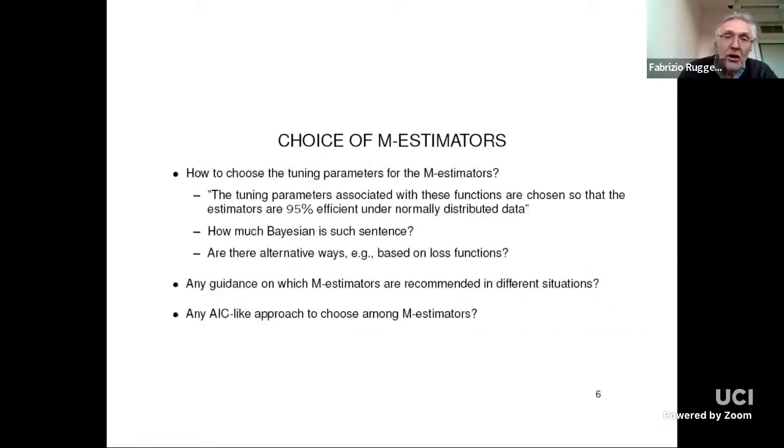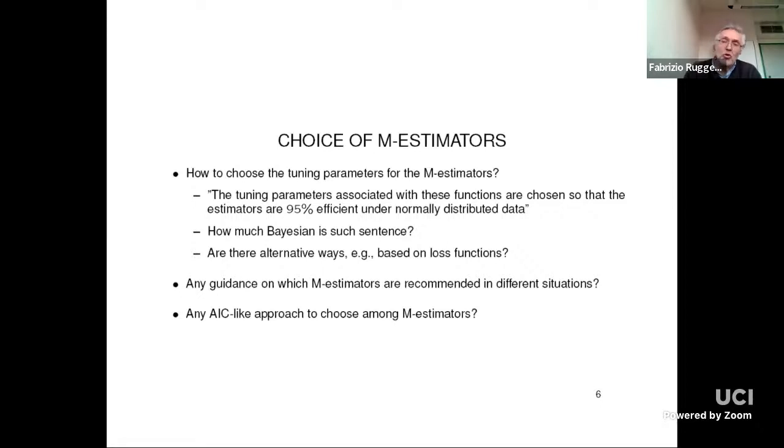But then coming to your work, here I'm just quoting again what you wrote about the choice of the tuning parameters for the M estimators. You wrote, the tuning parameters associated with these functions are chosen so that the estimators are 95% efficient under normally distributed data. I'm wondering, is this a Bayesian sentence? Is this a Bayesian approach? Or should we use other ways, for example based on loss functions, which should be sounder from the point of view of Bayesian statistics? From the point of view of practical use of what you did, I'm wondering if there is any guidance on which M estimators are recommended in different situations.